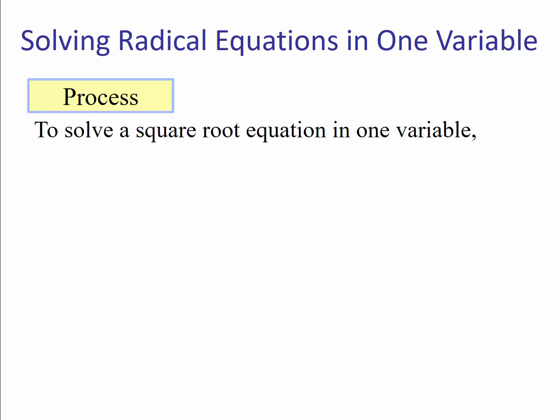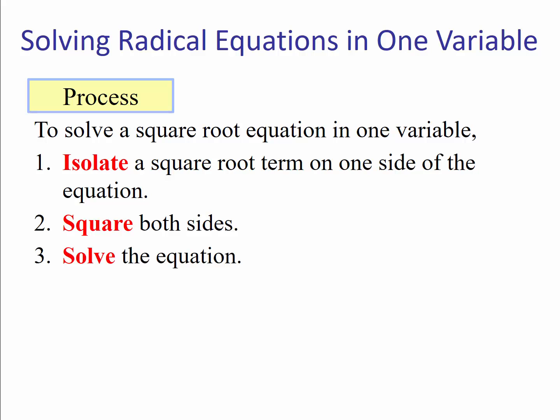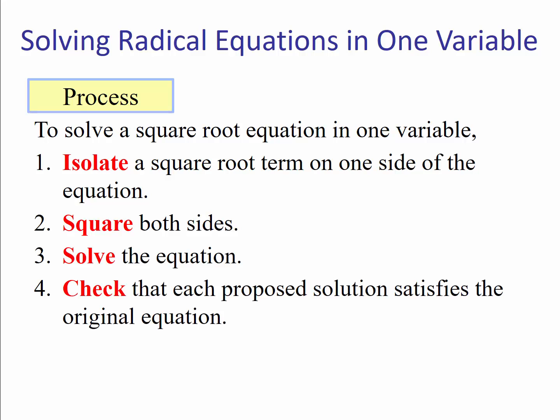Process to solve a square root equation in one variable. Number 1, we isolate the square root term on one side of the equation. We square both sides. Then we solve the equation. And finally, we want to check that each proposed solution satisfies the original equation.